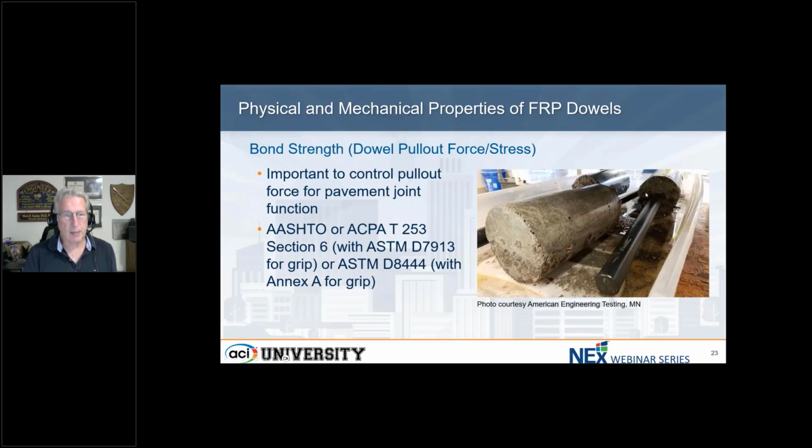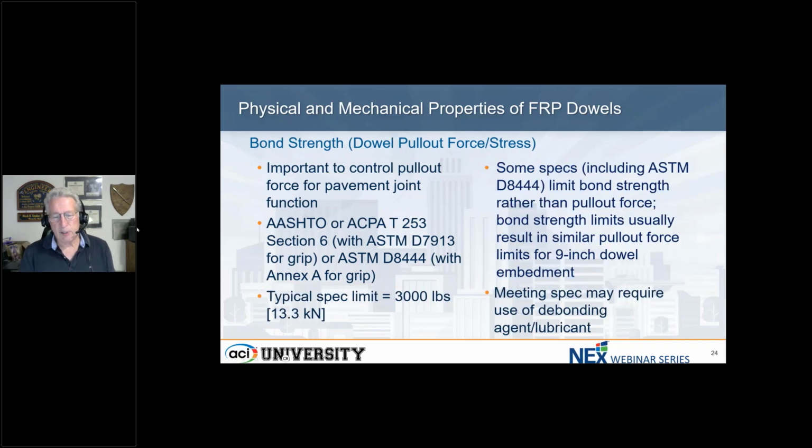And there are a couple of standards. AASHTO or ACPA have both developed test methods with the same designation, T253, Section 6, and ASTM D844 has a very similar procedure outline. They're all pretty similar. Typical specification limits are around 3,000 pounds.